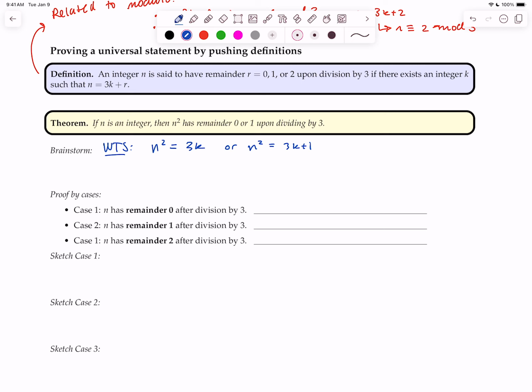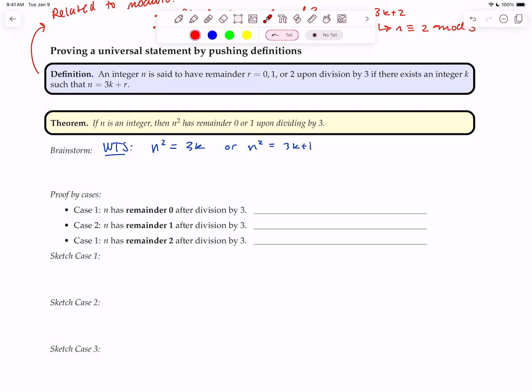This is a strange result because what's special about 0 and 1? Why can't it be 2? Also, the hypothesis is really weak. All we know is that n is an integer, so we don't have anything to go off of. We don't want to use something like contrapositive because then we would be concluding that n is not an integer, and concluding something's not an integer is fiendishly difficult.